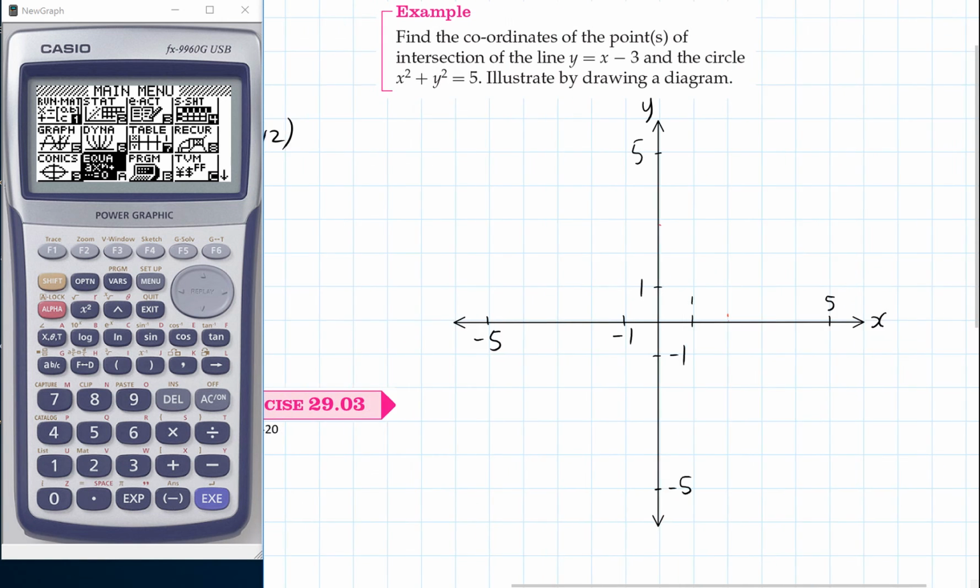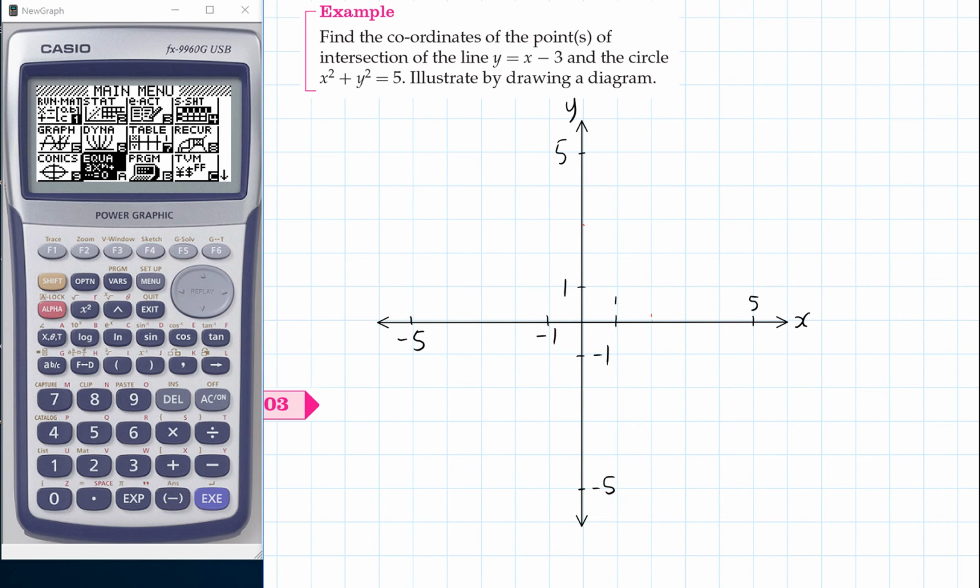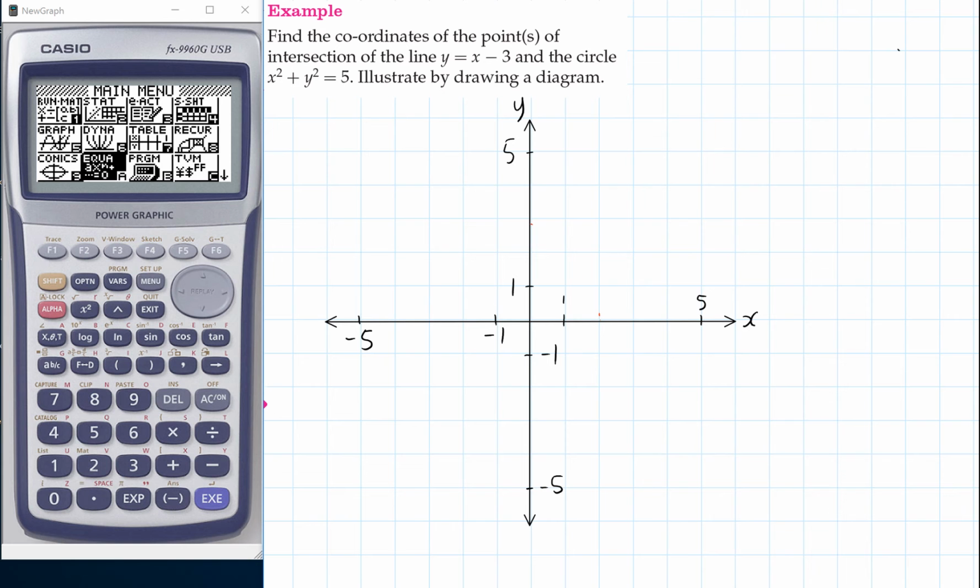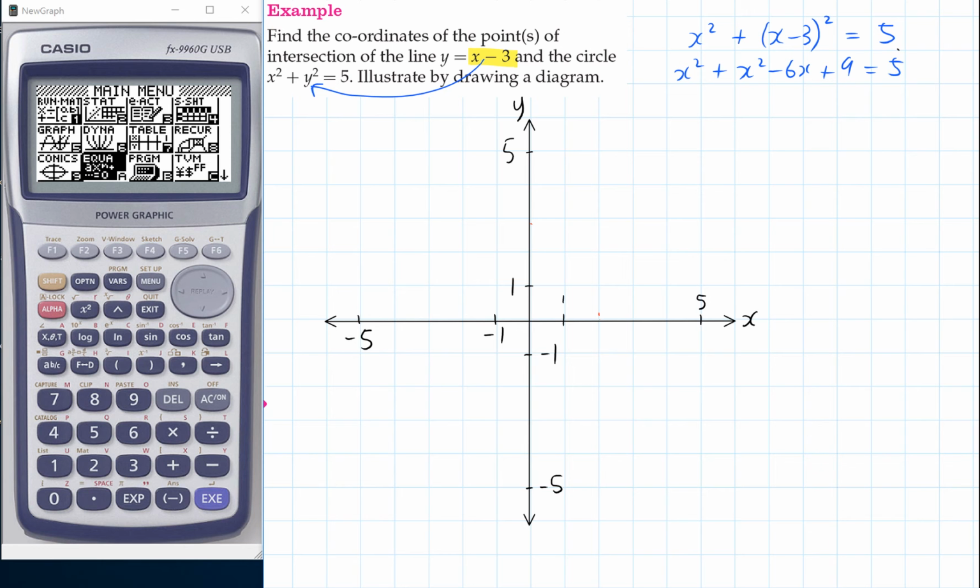Okay, in our next example, it's asking us to find the coordinates of the points of intersection between the line and the circle, and illustrate by drawing a diagram. So we'll find those coordinates first, and then we will illustrate it in our diagram. Once again, we've got y here, and we're going to substitute that in instead of y. So we've got x squared, and instead of writing plus y squared, I'm going to put in brackets (x minus 3) squared equals 5. Expanding our brackets, we get x squared minus 6x plus 9, and then collecting like terms and subtracting 5 from both sides, we get this.